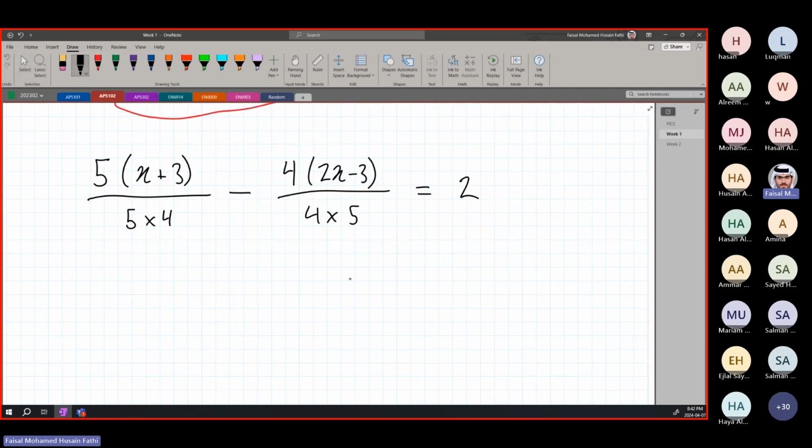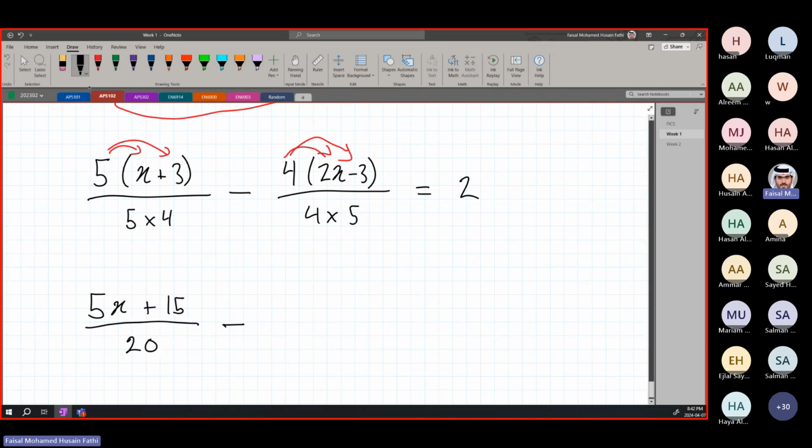Good, we can simplify this now and distribute. We're just going to distribute. So 5 times x plus 15, which is 5 times 3, over 5 times 4, which is 20, minus 4 times 2x is 8x. 4 times minus 3 is minus, plus and minus becomes minus, and then minus 12. Then all over 4 times 5, which is 20. Okay?